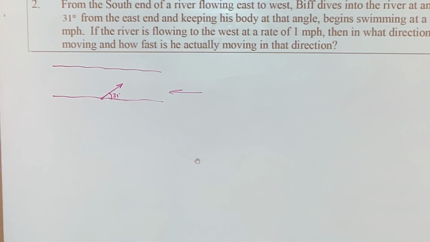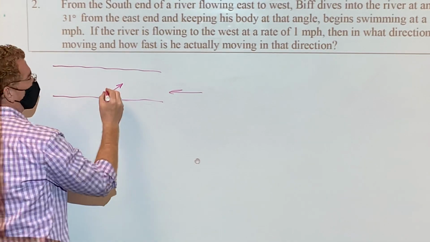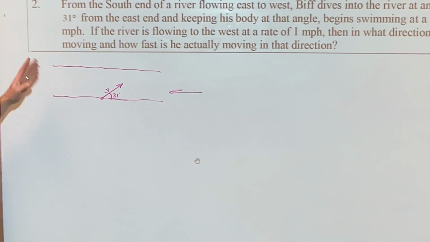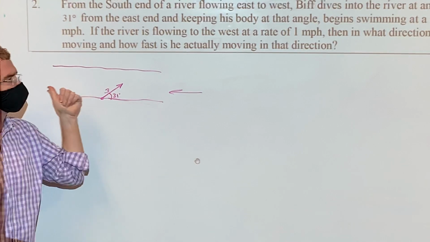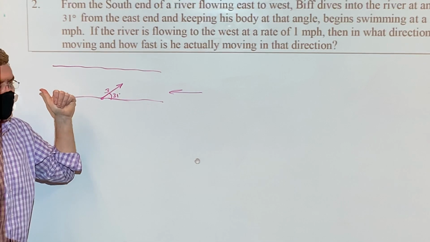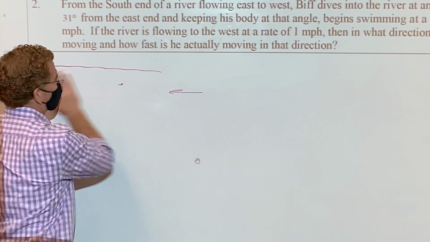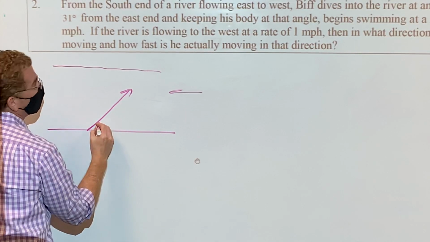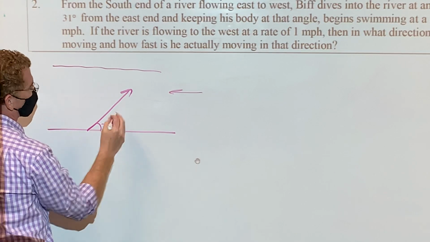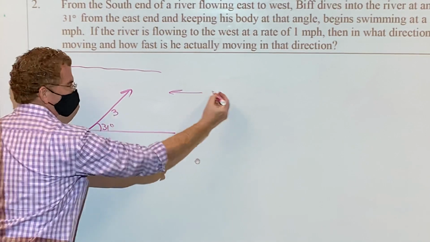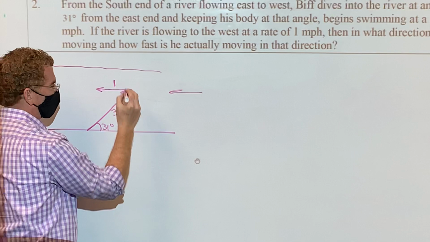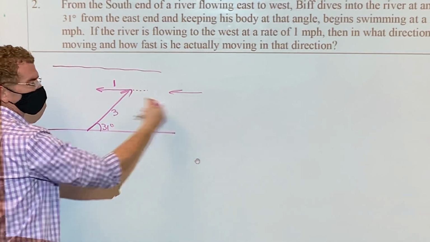And he swims at a rate of 3 miles an hour. So that's his magnitude, 3. All right, now, the river's flowing to the west at a rate of 1 mile an hour. So this is actually a terrible picture for people who are watching at home. He dives into the river at an angle of 31 degrees at 3 miles an hour, but the river is flowing that way at 1 mile an hour. Now, what is the direction angle of the river then?